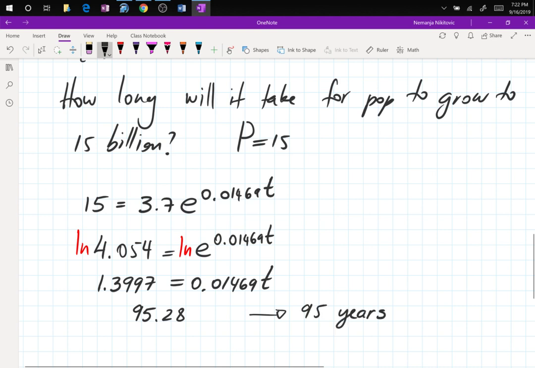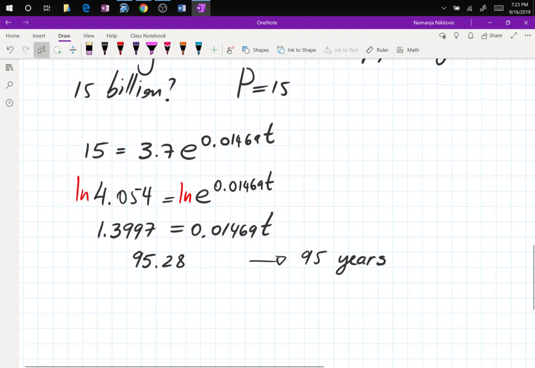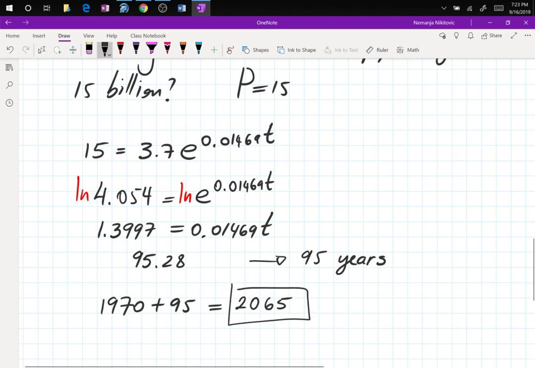Is that 95 years from today? From 1970. Very good. Our problem started in 1970 because we set that to be our zero. So it is going to be 1970 plus 95, right, to reach 15 billion using this model. So that is 2065. Nice, right? To reach 15 billion people looking at this model.